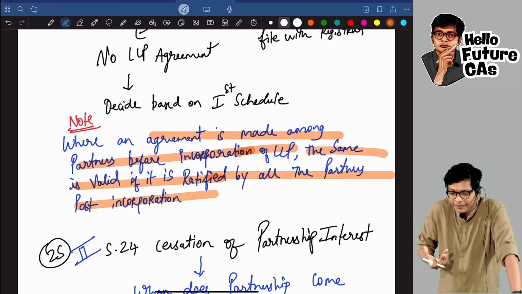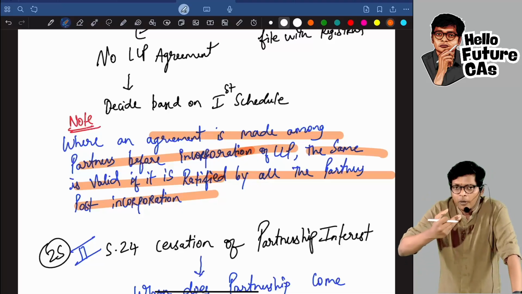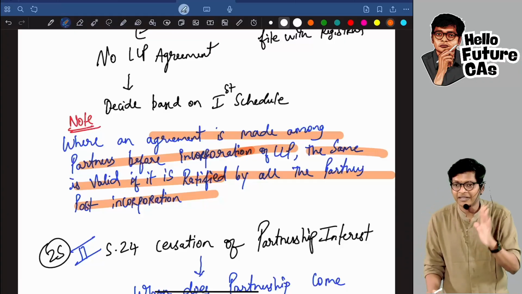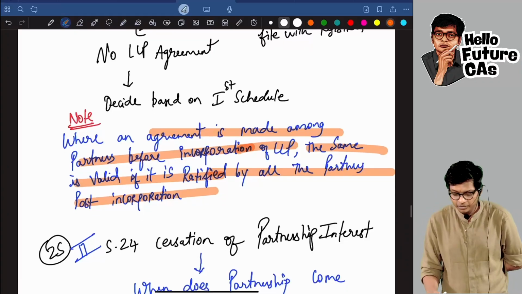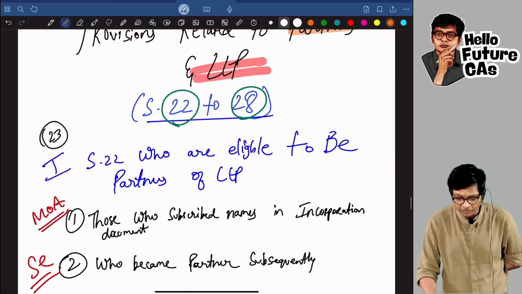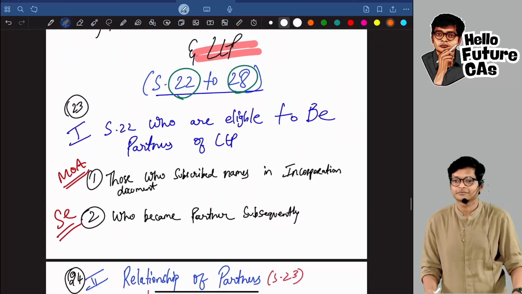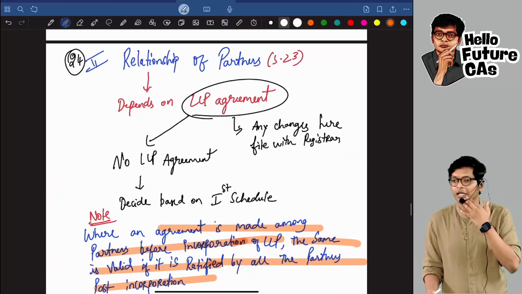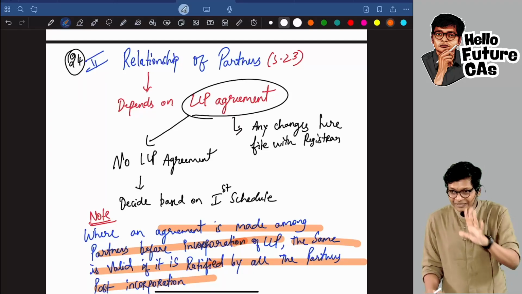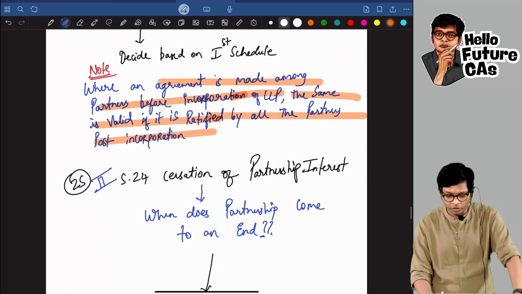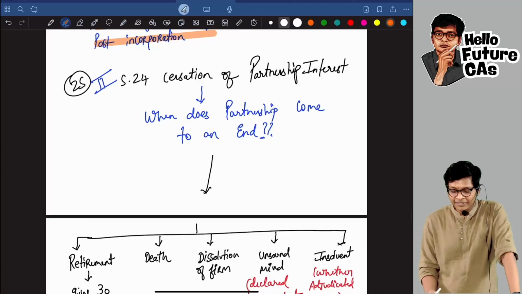Already I'm following this. I never had an LLP agreement. I was not incorporated. Now I'm incorporating. I will follow this. We were ratifying. Are you understanding, guys? Clear? This is the first concept. How many concepts have I finished? 23 over, 24 over. Are you following, guys? Easier. Promise, 30. This time, promise guys, 30 concepts. Next is 25.